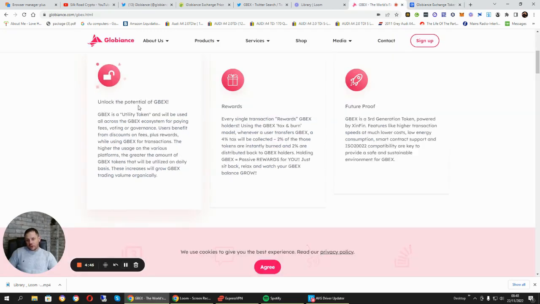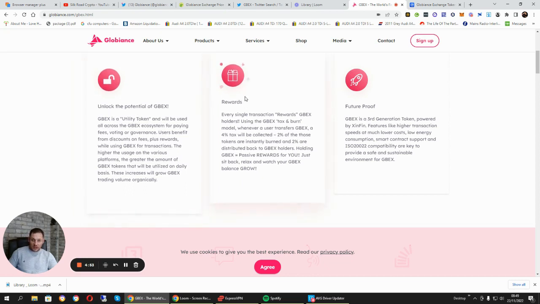Okay, you can see here, unlock the potential of GBEX. GBEX, again, is a utility token and will be used across the GBEX ecosystem for paying fees, voting, and governance. We've covered that. Again, rewards. GBEX holders using the GBEX tax and burn model. Whenever a user transfers GBEX, a 4% tax will be collected. 2% of those tokens are instantly burned and 2% are distributed back to the holders. So again, by holding the token, you're earning money off the exchange fees and the burn fees.